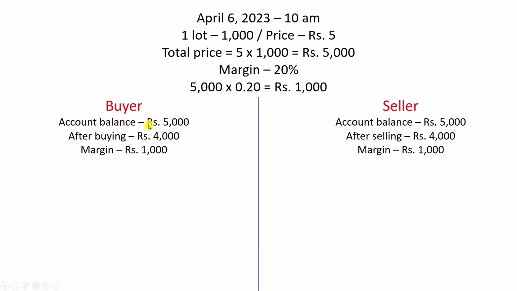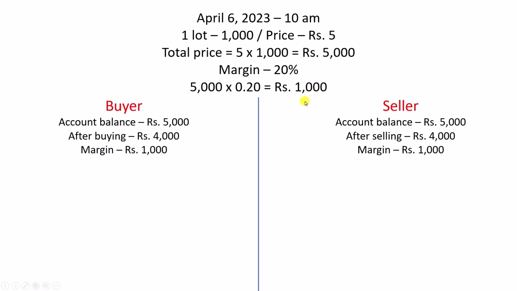Account balance before entering into the contract is 5000 rupees of the buyer. So before entering into the contract, this is how much the buyer has in his account. And the same amount, rupees 5000, is what the seller also has in his account before entering into the contract. Now, we have calculated that this is the amount that both have to pay to enter into the contract.